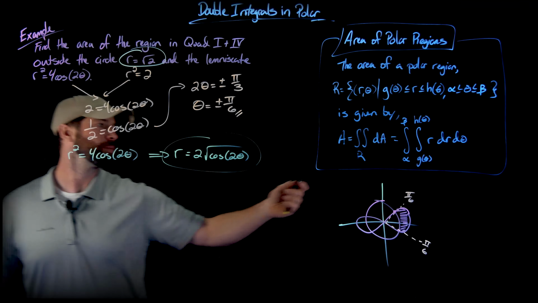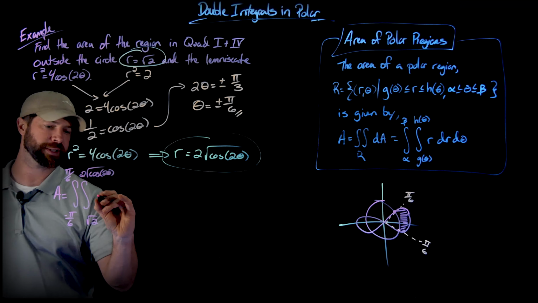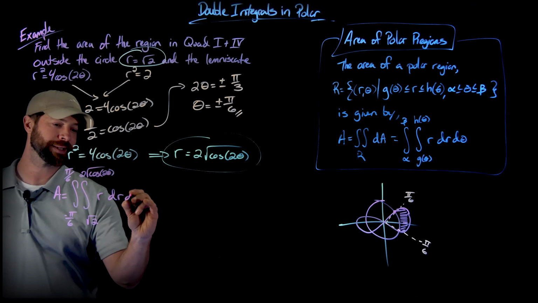So I can calculate my area. My region here is from negative pi over 6 to pi over 6. My bounding functions for the radius here: this is my lower bound of the square root of 2, and my upper bound for the radius is 2 square root of cosine of 2 theta. And then the beauty is I don't have a function that gets plugged in here. This is just r dr d theta.